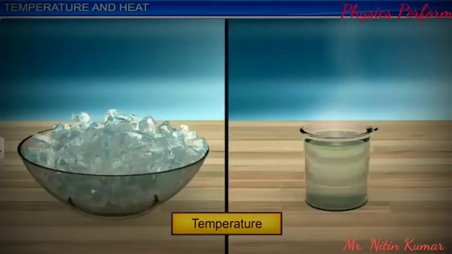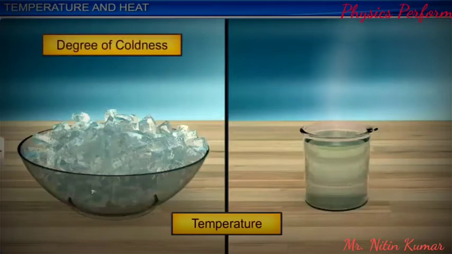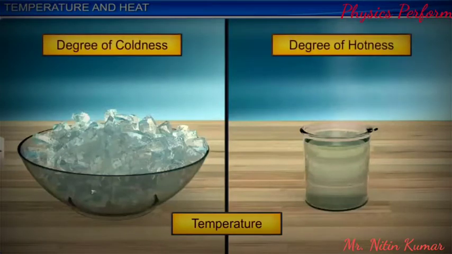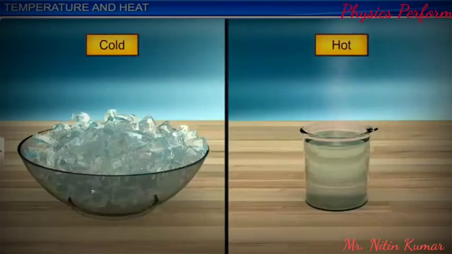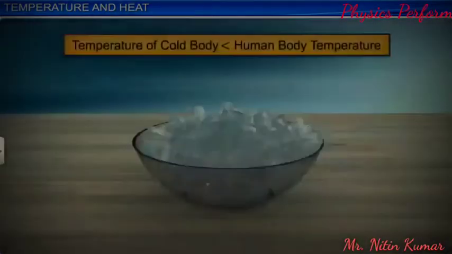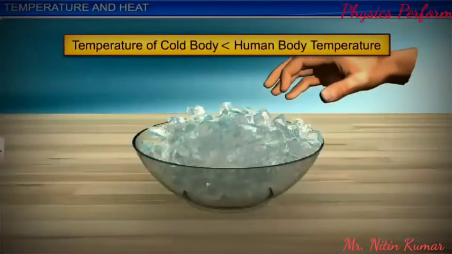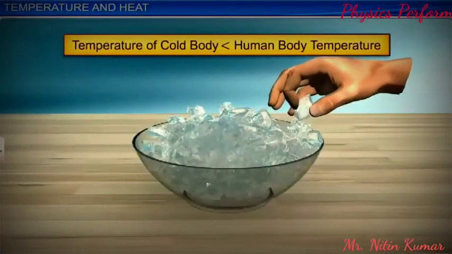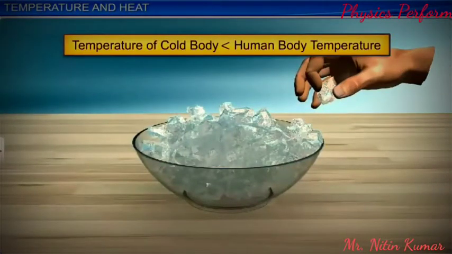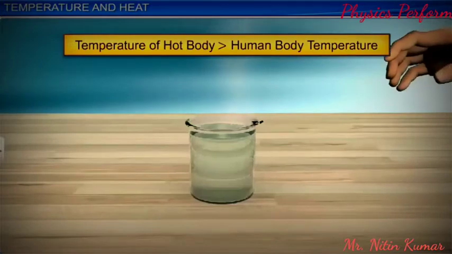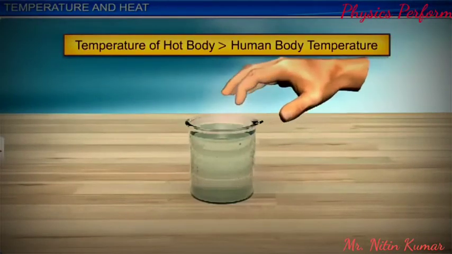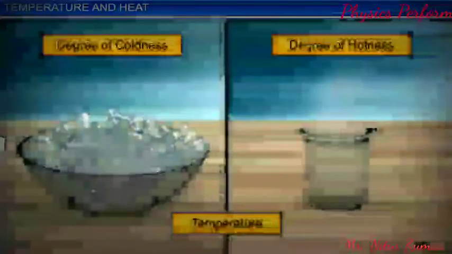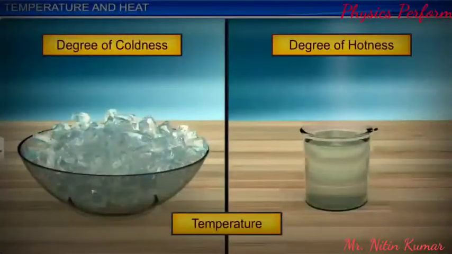You learnt that the temperature of a body is defined as its degree of coldness or hotness. We feel a body cold or hot because the temperature of the cold body is less than that of our body, and the temperature of a hot body is more than that of our body respectively. But this definition does not help us when it comes to measuring temperature.